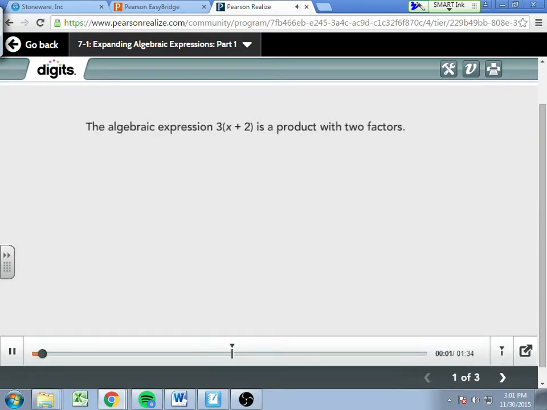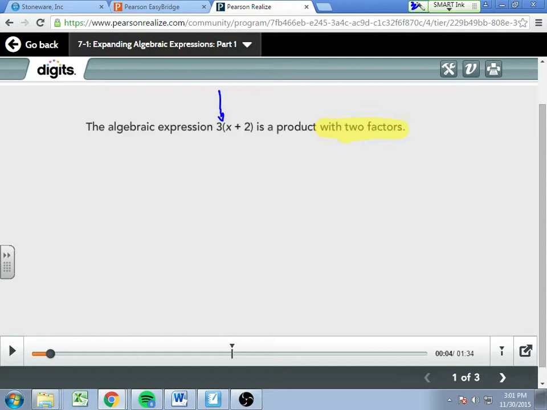The algebraic expression 3 times the quantity x plus 2. So, it's a product of 2 factors. Here's what it means. Product with 2 factors. What's product mean? Product is the answer to multiplication. Hey, look, a hand. Miriam. A product is an answer to a multiplication equation. So, this expression tells me to multiply.